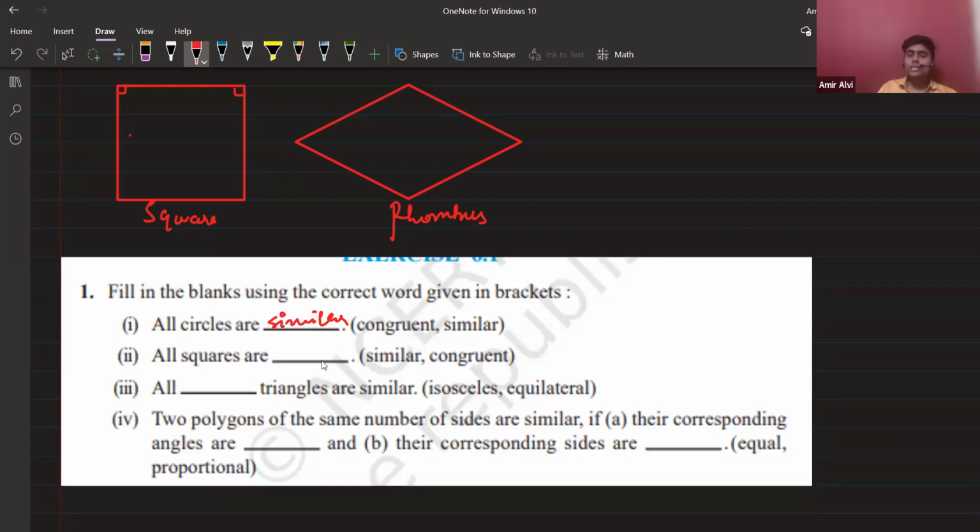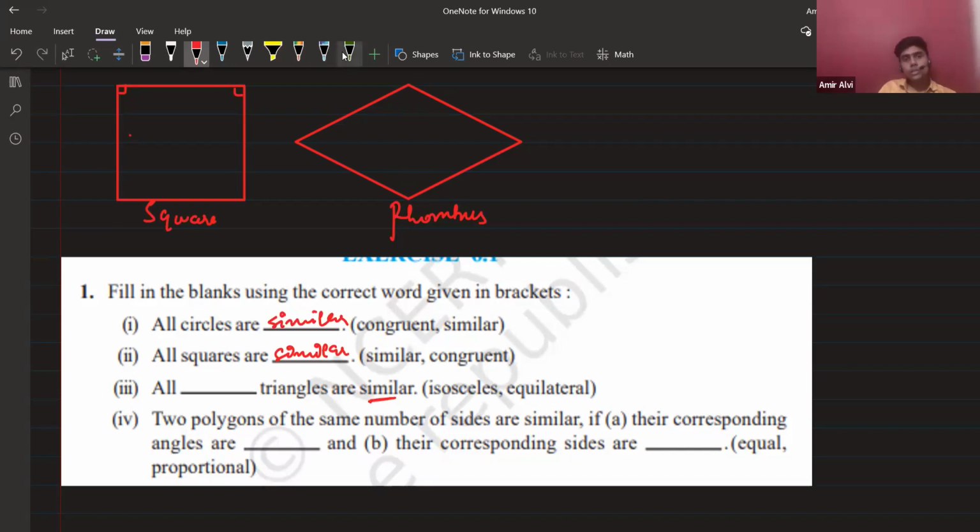Are all squares similar or congruent? Similar, because they may have different dimensions. A square will have 90-degree angles, but one square can be 3 centimeters and another 9 centimeters. Now, Adil, tell me, which triangles are similar, isosceles or equilateral? Equilateral.